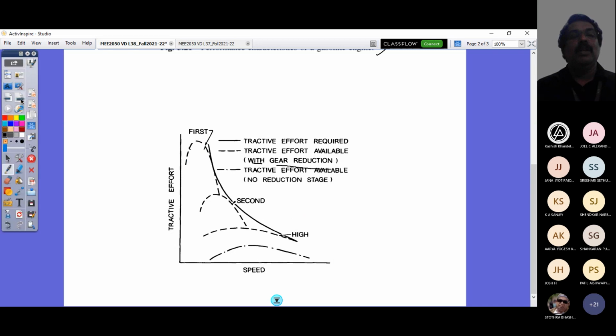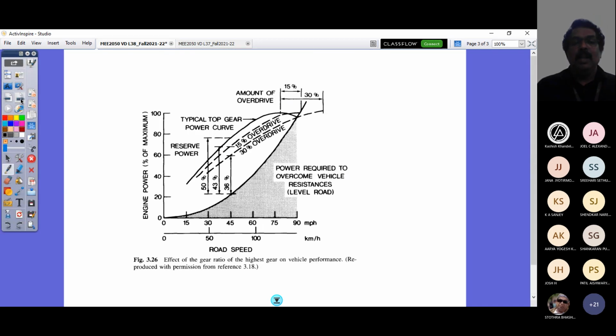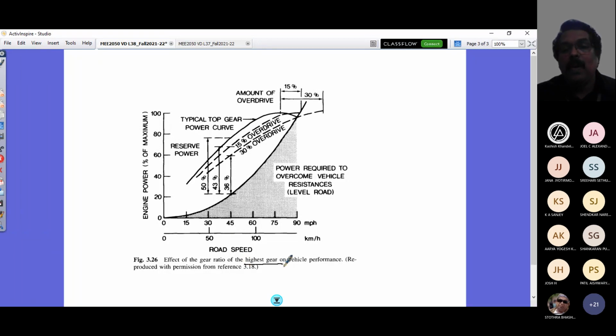So let's look at the next plot, an important plot. Here you can see the effect of the gear ratio of the highest gear on vehicle performance. The highest gear selection, as I have already told you, is based on the maximum speed that you want your vehicle to have. The vehicle max speed is to be decided. So based on that you would choose your engine.